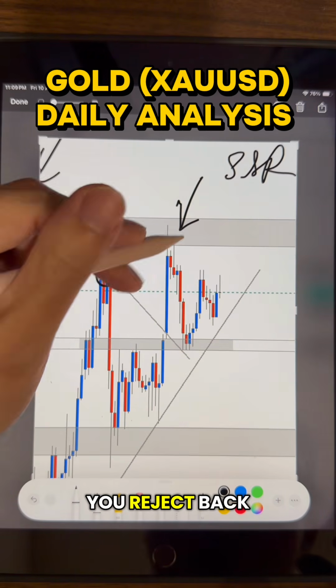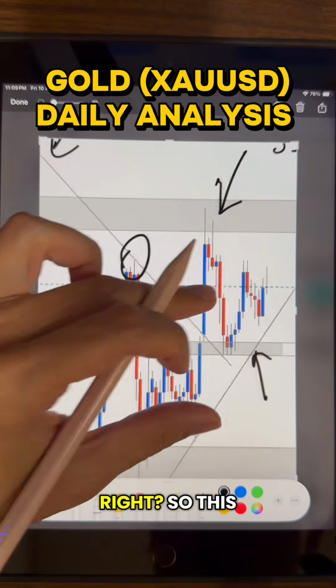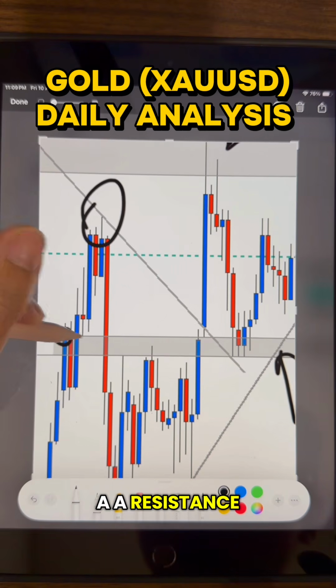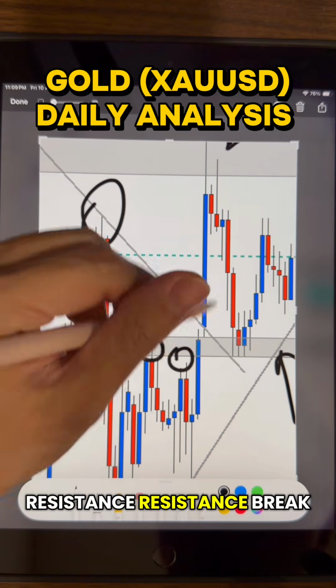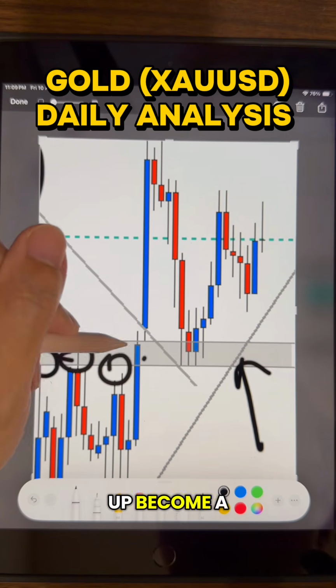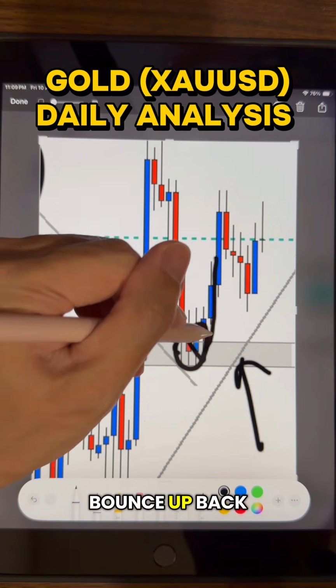Okay, so once you reject back down here to another significant zone as well, this one is basically a resistance support area here. The breakup became a resistance, and now the resistance breakup becomes a new support over here. Okay, then it actually bounces up back over here.